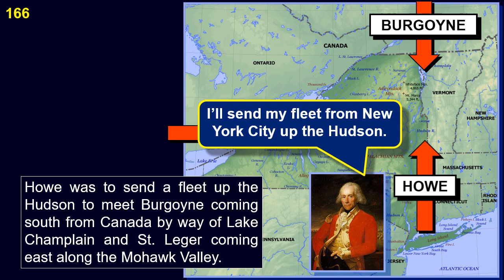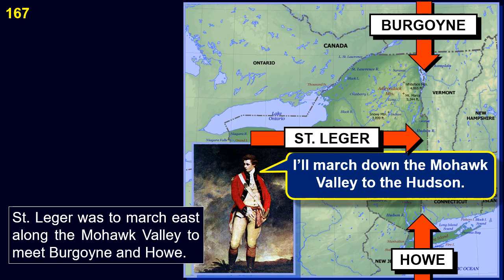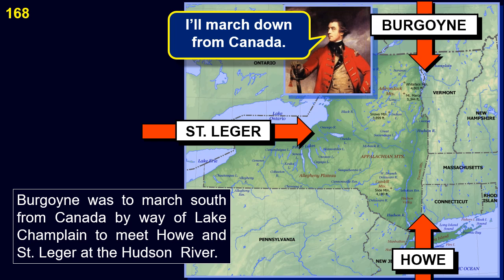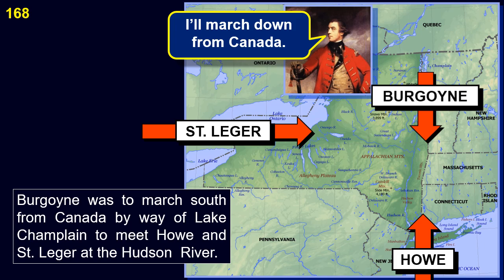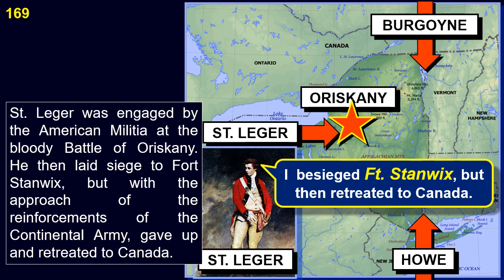St. Leger was to march east along the Mohawk Valley to meet Burgoyne and Howe. Burgoyne was to march south from Canada by way of Lake Champlain to meet Howe and St. Leger at the Hudson River. St. Leger was engaged by the American militia at the Bloody Battle of Oriskany. He then laid siege to Fort Stanwix, but with the approach of the reinforcements of the Continental Army, gave up and retreated to Canada.